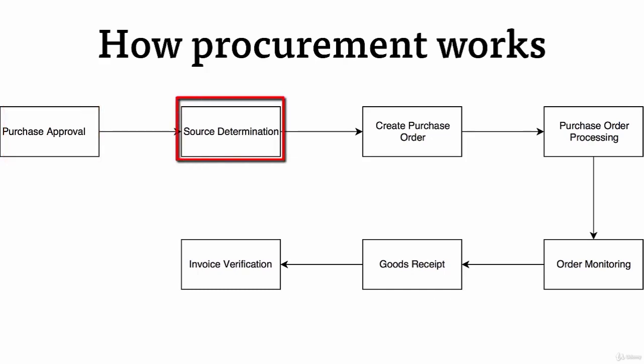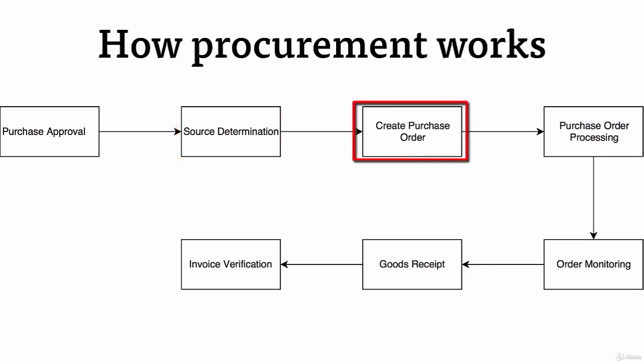Secondly, source determination, followed by purchase requisition. So buyers decide the most appropriate vendor based on purchase history, info records of vendor and materials, source list, existing contract, and scheduling agreement. According to the company's need, buyers can also send inquiries to the different vendors, and then buyers are able to compare different quotations.